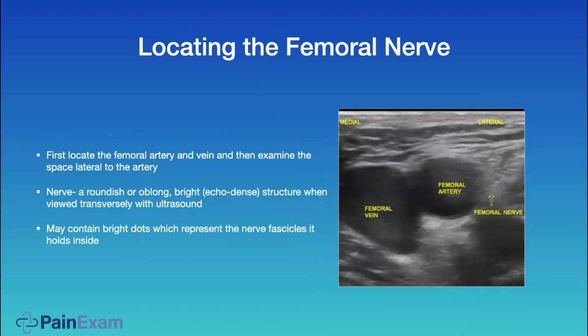Once again, here is the artery, vein, and the nerve. The nerve is most lateral. When you're looking for the femoral nerve, you want to find the femoral artery and vein. The nerve is typically round, oval-like, it's echo-dense in structure when viewed transversely with the ultrasound. It may contain some fascicles, which you can see as bright dots inside the nerve, or darker dots in this case. Okay, that's the nerve highlighted right there on the right.